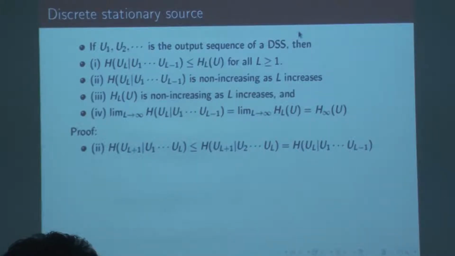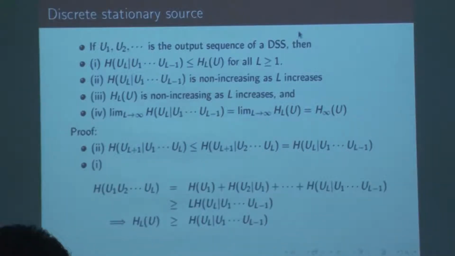Now, let us go to property number 1. We have to show that 1 by L of this quantity is greater than this. So, let us start with the joint entropy of U1, U2, U3, ..., U_L. Now, this can be written as H of U1 plus H of U2 given U1 plus H of U3 given U1, U2, up to H of U_L given U1, U2, U3, ..., U_{L-1}. Which property did we use? We used the chain rule, right. So, using chain rule we can write it this way.